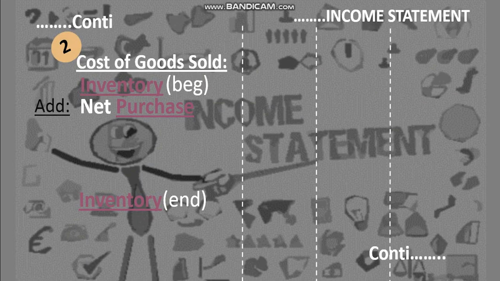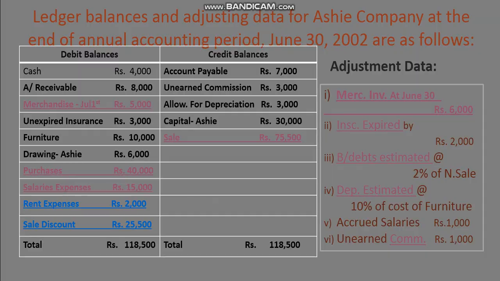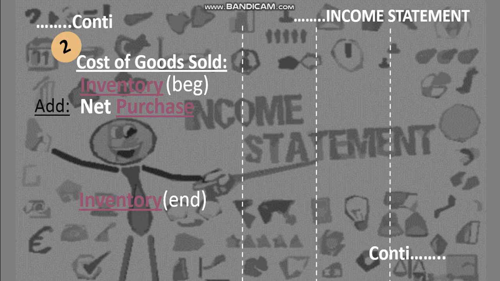Cost of goods sold is the second component. Inventory beginning, net purchase and inventory ending are required to find the cost of goods sold. We can find the inventory beginning on the debit side of the ledger balance, that is 5,000. We can identify the merchandise inventory in beginning with the word opening, beginning, or first date of month. Place the value in the second column.